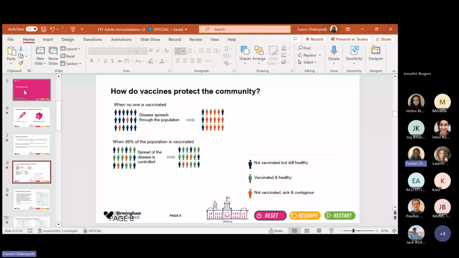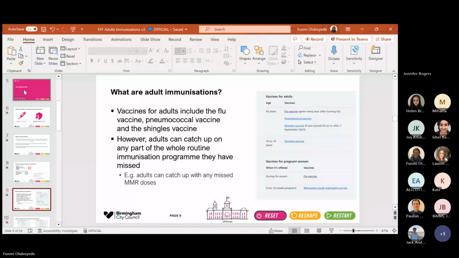And very importantly, with the 95% herd immunity rate, you can also protect those who are not able to be vaccinated as well and prevent them from getting ill or dying.